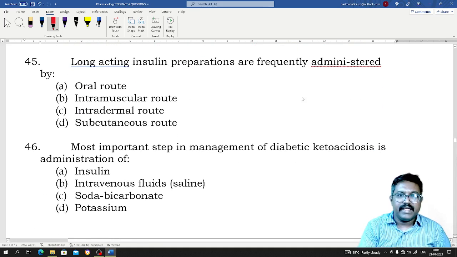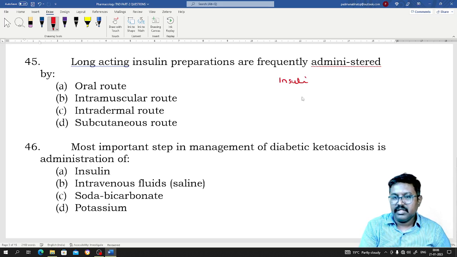The long-acting insulin preparations are frequently administered by which route? Whenever we talk about insulin, please remember, it can be used for diabetes mellitus and for diabetic ketoacidosis. Usually you use the subcutaneous route, and in case of diabetic ketoacidosis you give it through the intravenous route. And here the special insulin used is regular insulin.